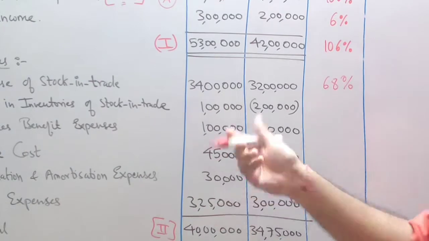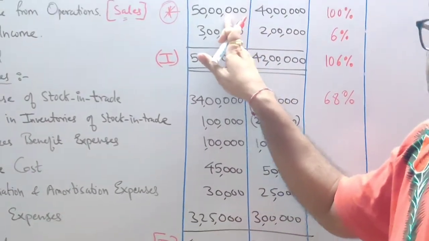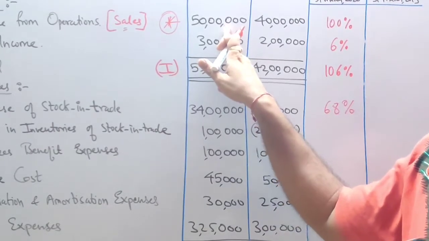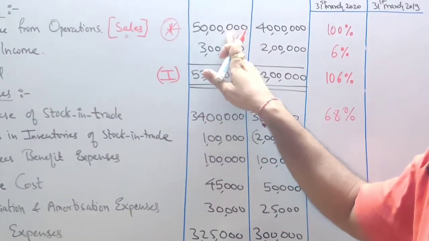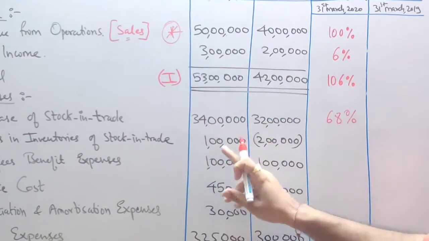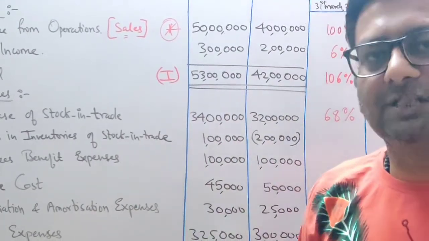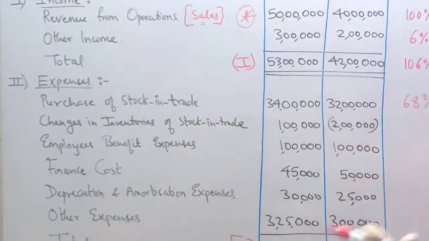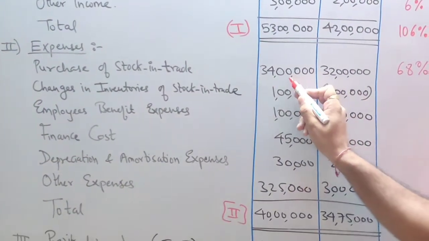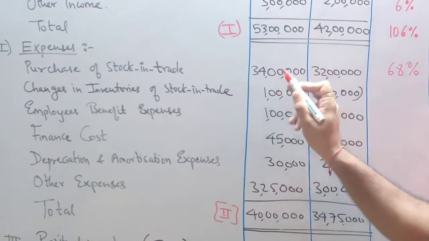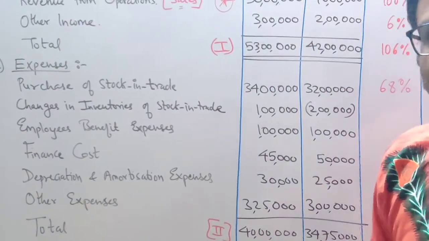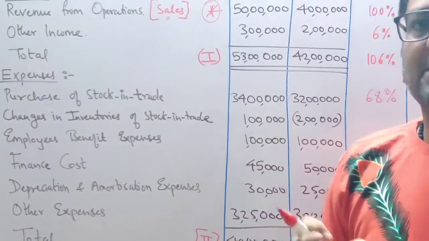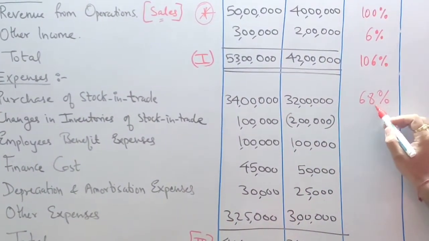So what does the calculator do? The calculator saves this common denominator, 50 lakh, in its memory, and then you just type the numerator and the percentage. I hope I am clear. I'm just giving you a shortcut. How to do it? You type 34 lakh, then divide by 50 lakh, and then press the percentage key. It will give you the answer 68%.